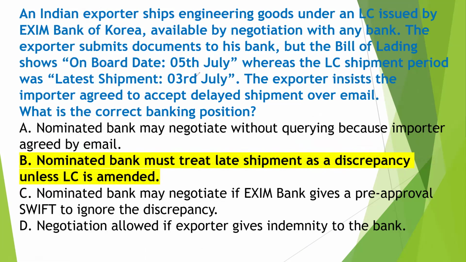Like here, friends, the latest date is 5th July. No, sorry, latest date is 3rd July, but shipment is coming on 5th July. So it is a type of discrepancy. So the nominated bank must treat late shipment as a discrepancy unless LC is amended. If the LC is amended, then in that case it will not be considered a discrepancy. Otherwise, this will be a discrepancy.